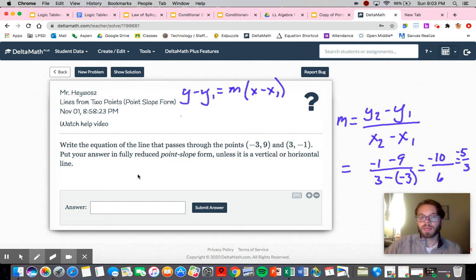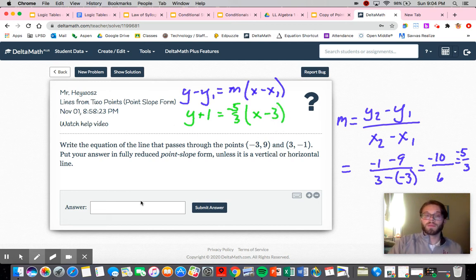So again, I'm going to pick either of these points. Does not matter. They are the same line. If you were to multiply everything out, you would see that they are ultimately the same line. So I'm going to plug in minus a -1, right? So that's +1, because it's minus a minus. And then minus 5/3, okay? And x minus 3.